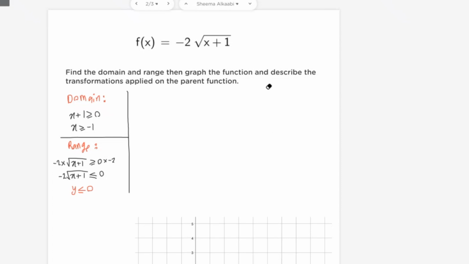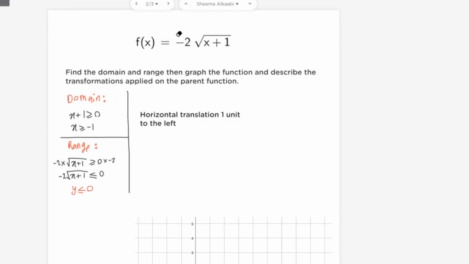Come on. Now describe the transformation. Here we have 3 transformations. We have the horizontal translation to the left, 1 unit. So write down here, horizontal translation, 1 unit to the left because of this plus 1. Always when you have plus, you say left. When you have minus, you say right. Good. And we have this 2, which is a vertical stretch of factor 2.